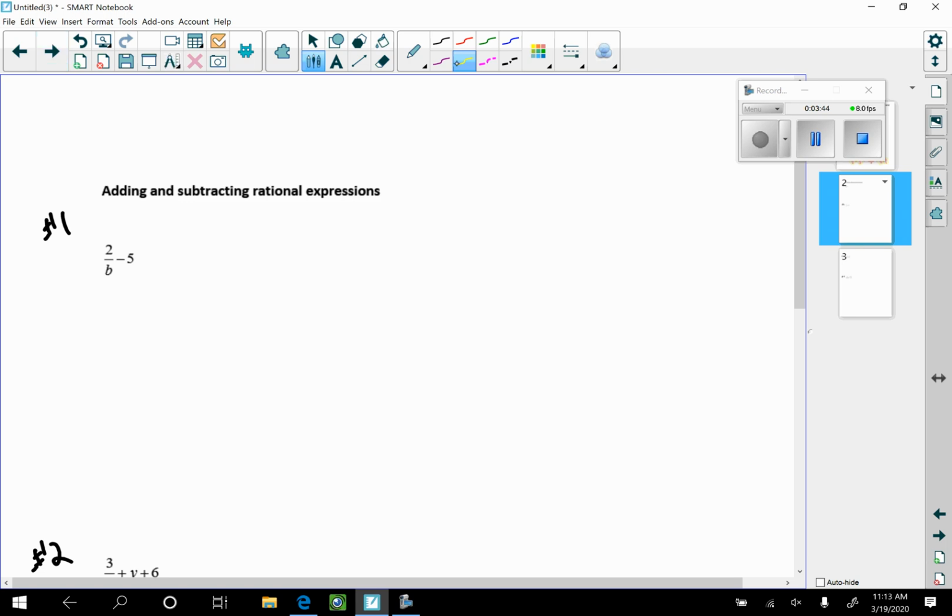So what do I want to do here? I want to subtract: 2 over b minus 5. What do I have to do? I have to have like denominators. I'm going to rewrite the problem over here. This is 2 over b minus 5, and keep in mind, 5 is 5 over 1. So I need this part right here to have a denominator of b. What I'm going to do is multiply this by b over b, which is 1.